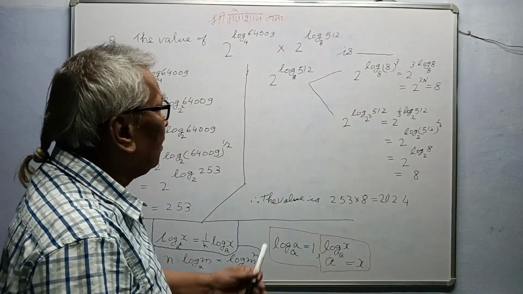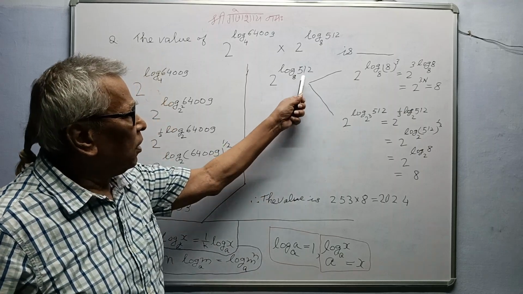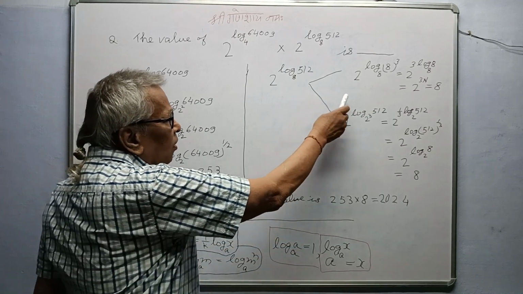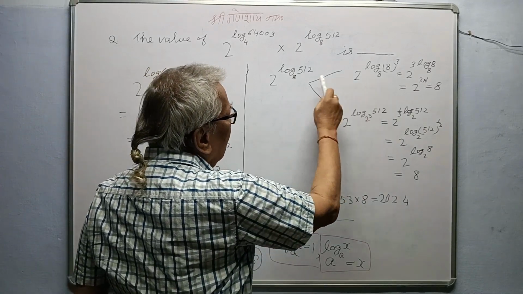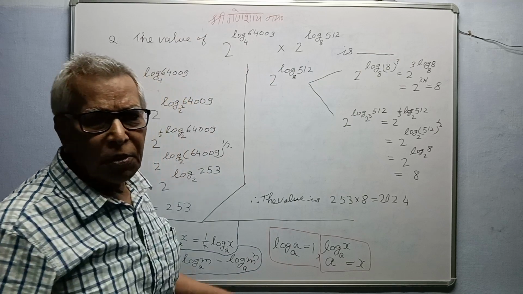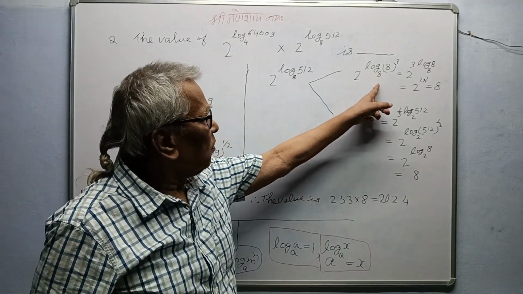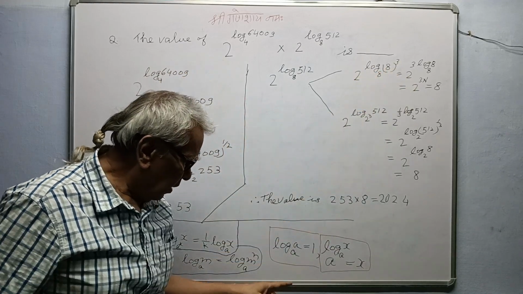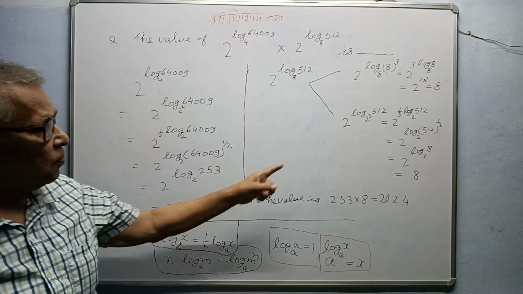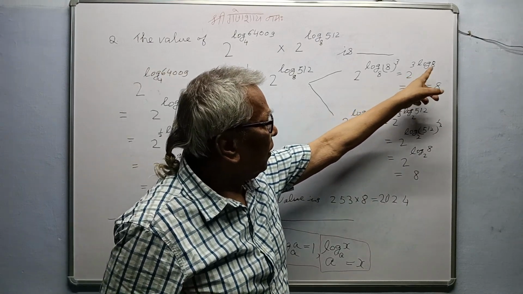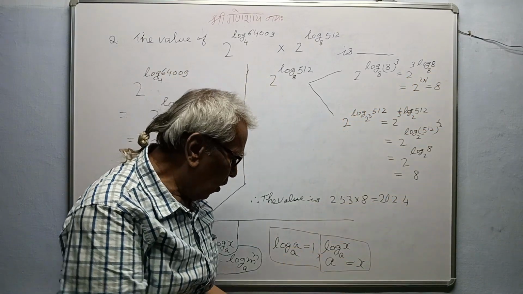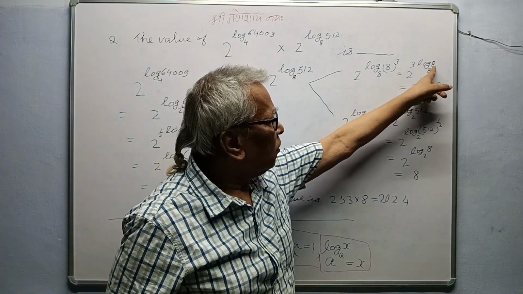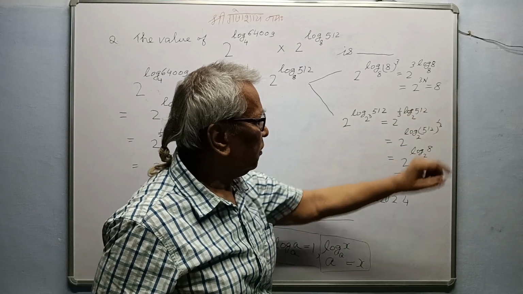Now this 2 to the power log 512 to the base 8. We can solve it in two ways. First way, 512 is 8 to the power cube. So log 8 cube to the base 8. So this is 2 to the power, this power will come out here, like this formula. So 3 log 8 to the base 8. And log 8 to the base 8 is equal to 1. So 3 into 1, so 2 cube is 8.